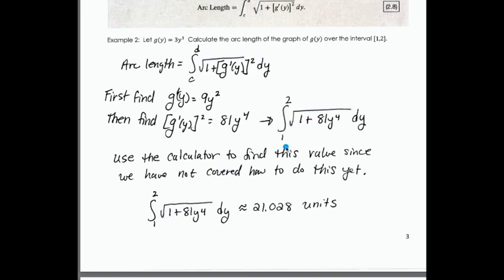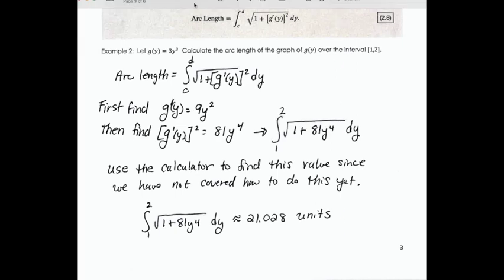So in this particular case, you're going to use your calculator to find this value because we haven't covered how to do this yet. And when you use your calculator, you get 21.028 units. Now, if you're not sure how to use your calculator to find this value, let me walk you through how to do that.